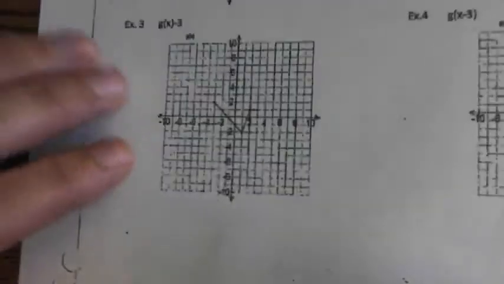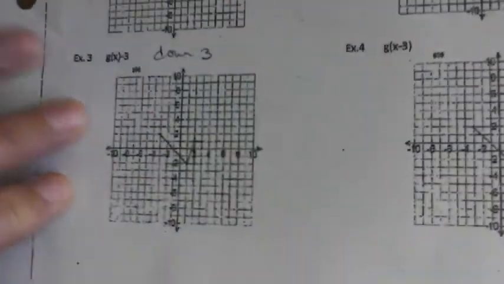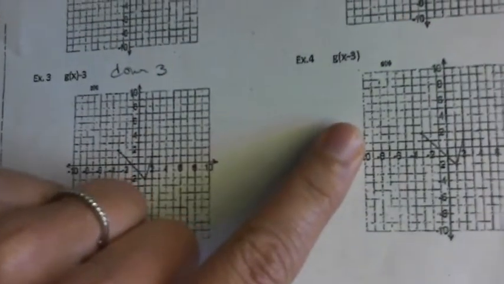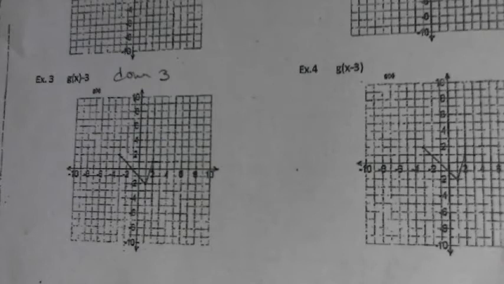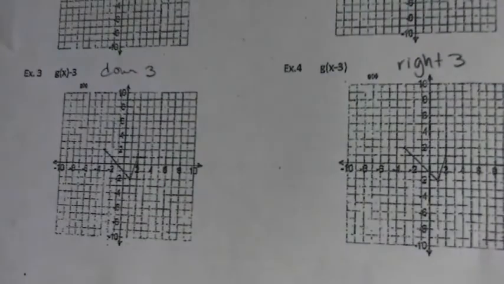So this exercise 3, we're not going to do it, but it would be a down 3. And exercise 4, Lucas B, would be what? If you had to describe it. Right 3, very good. Nice job, guys. Pretty good for day 1. Okay.